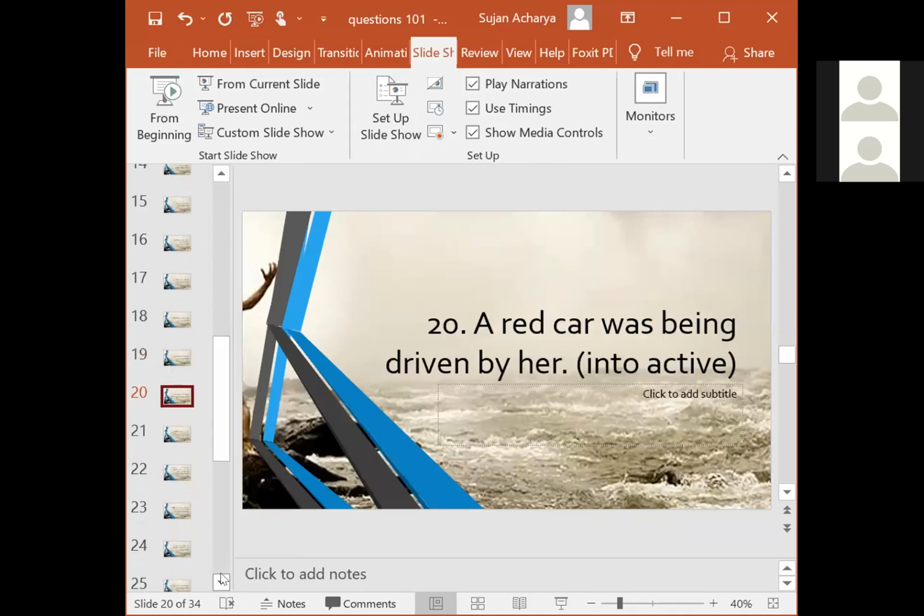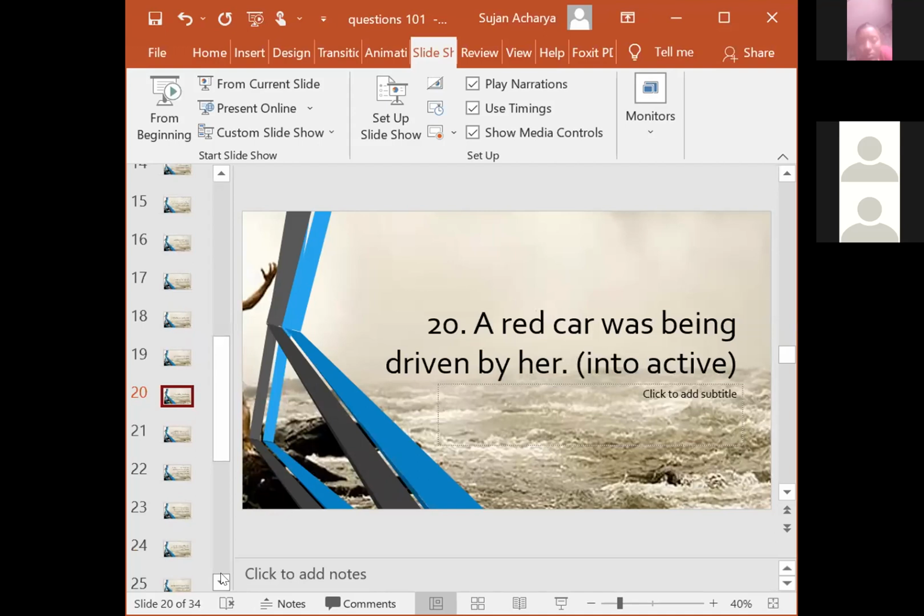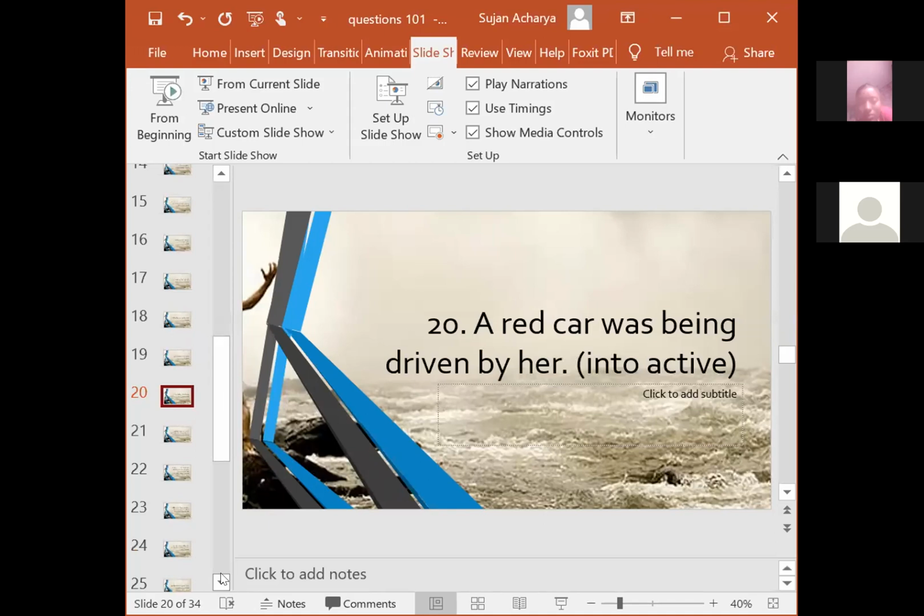Number 20, a red car was being driven by her into active. She was driving a red car.